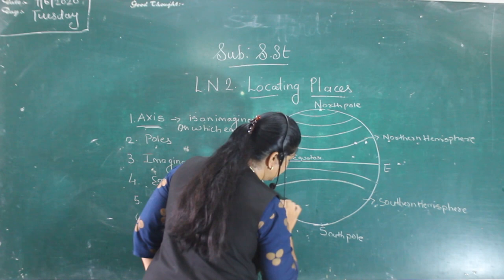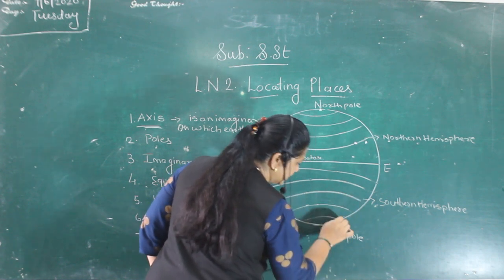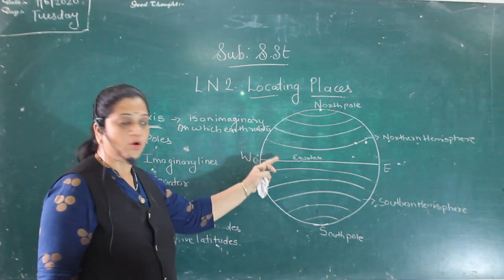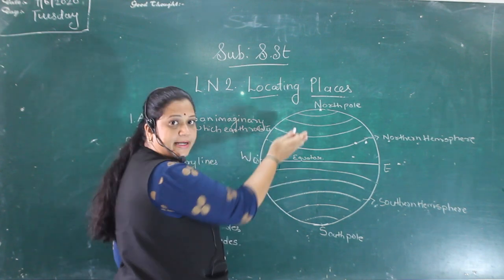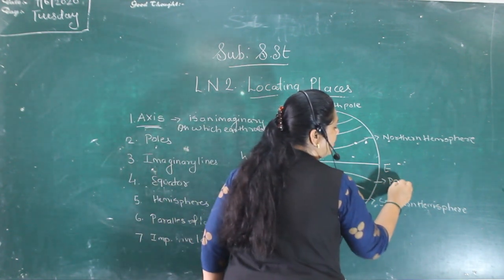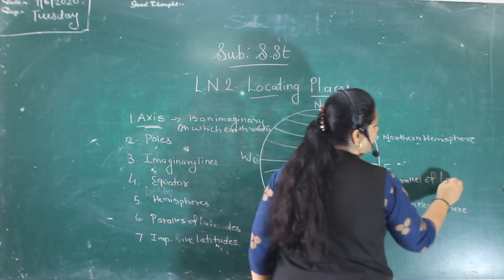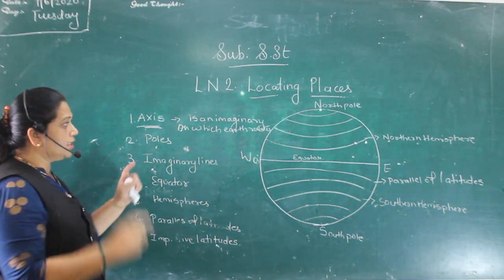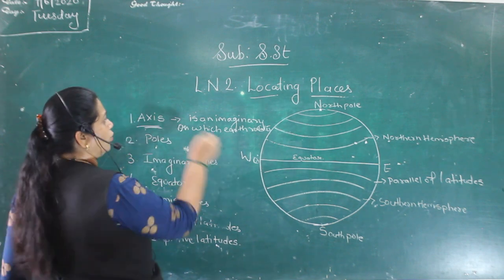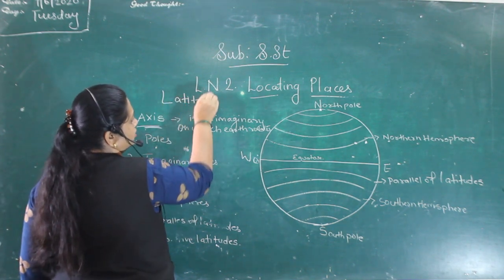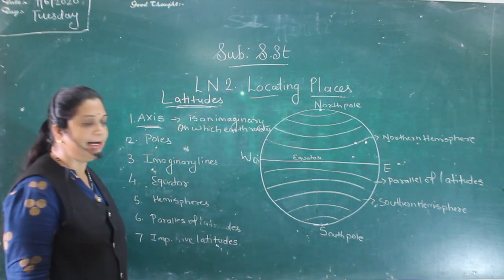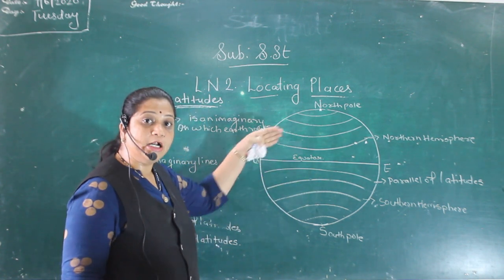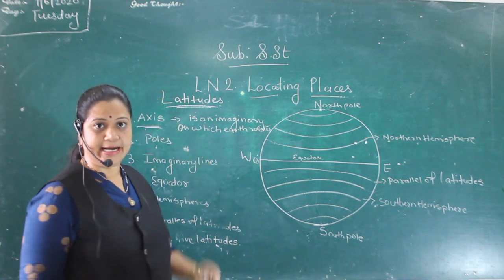Now, what are these imaginary lines called? These imaginary lines which run parallel to the equator are called parallels of latitude. They are called the parallels of latitudes. So, the term which we are going to study today about the globe is latitudes. Today we will emphasize only on the latitudes. The imaginary lines which are drawn parallel to the equator are called latitudes.